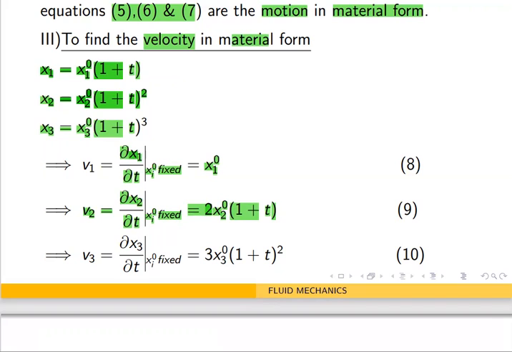Similarly, v3. Take x3 and differentiate it with respect to t with xi naughts fixed. That's nothing but 3 x3 naught into 1 plus t whole square. They are the velocities in the material form. Can we find the acceleration in material form? So these are the velocities. Take these and differentiate with respect to t with xi naughts fixed.